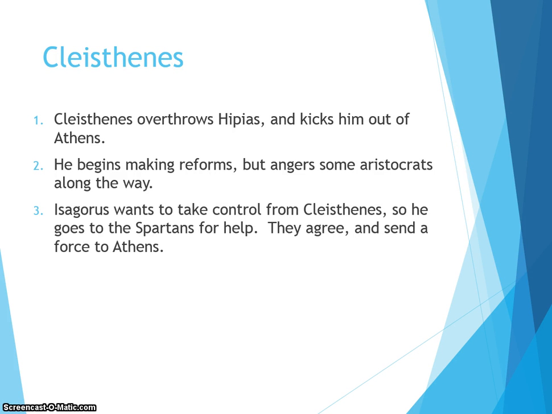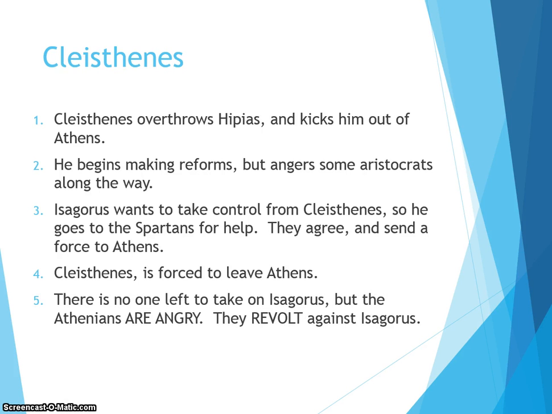Well, a guy by the name of Isagoras wants to take control from Cleisthenes. So he asks Sparta, hey, will you help me get rid of this guy? And they say, sure. And they send a force to Athens, and they overthrow Cleisthenes, and he's forced to leave. He's exiled out of Athens. There's no one left to take on Isagoras.